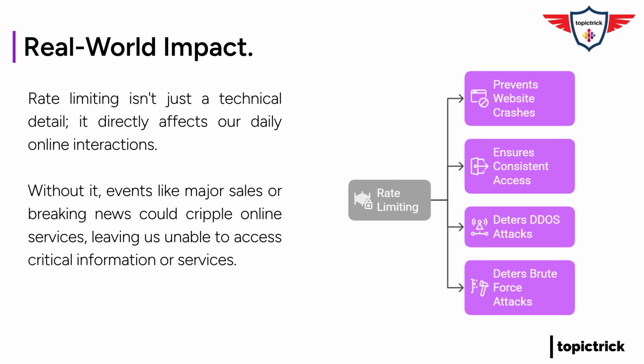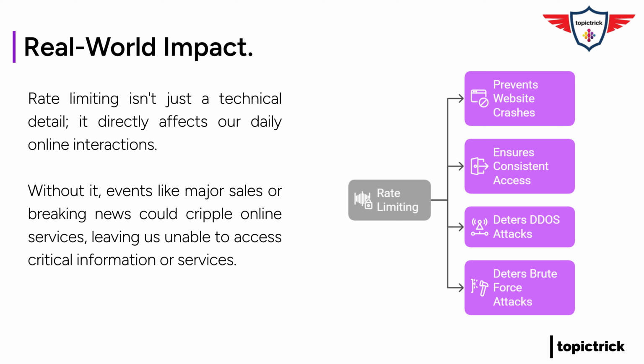Oh yeah, I hadn't thought of that. It's kind of like those website crashes you see on Black Friday or when concert tickets go on sale. Right. Rate limiting is essential for preventing that from happening all the time. Right. And we touched on this earlier, but the security implications are huge too, right?